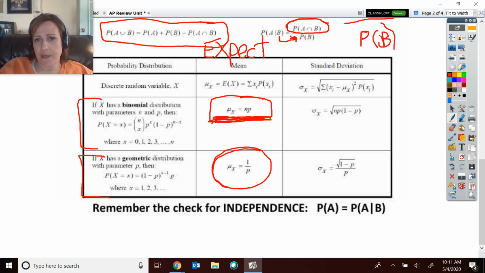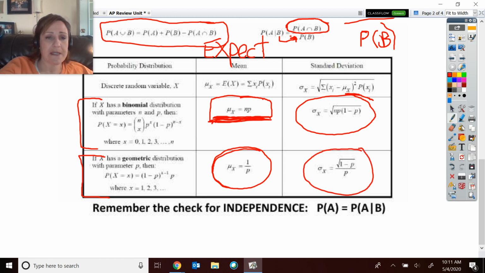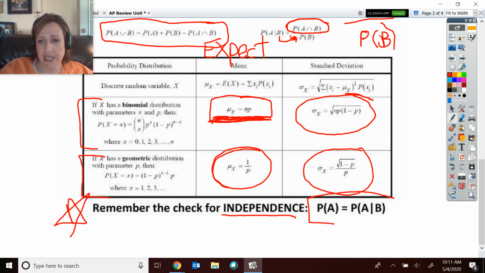And then with these standard deviations, this is for the number of items, the variability of how many items you expect to happen. And here's that. All right. Now, you might add this to your formula chart that you print out for yourself, because remember this rule for independence. You are checking the probability of A and seeing if it is the same amount as A given B.